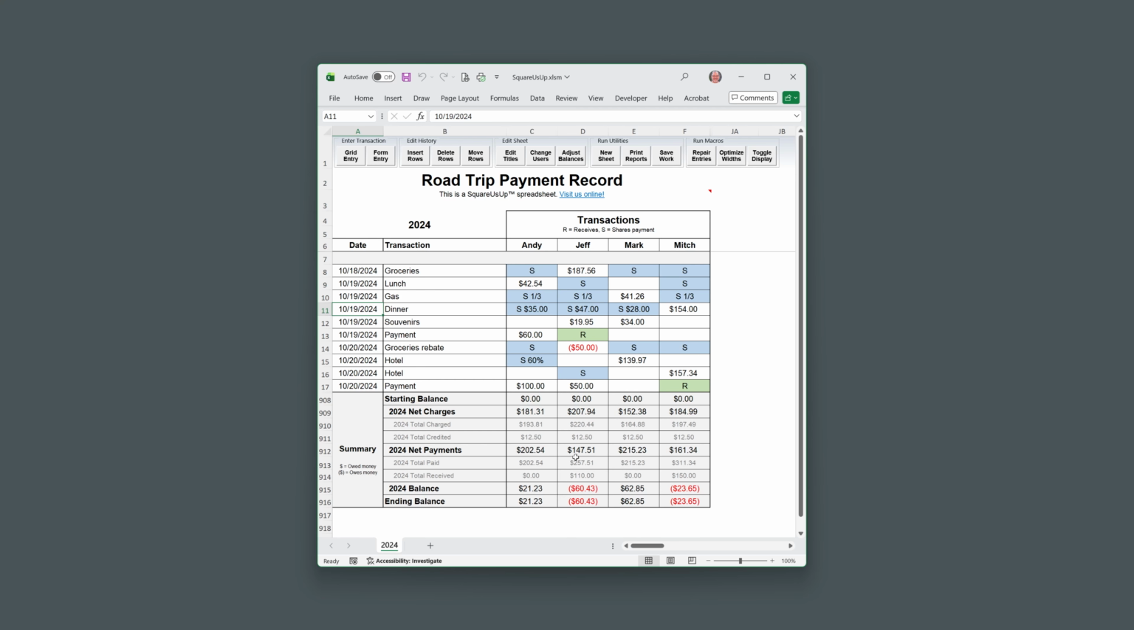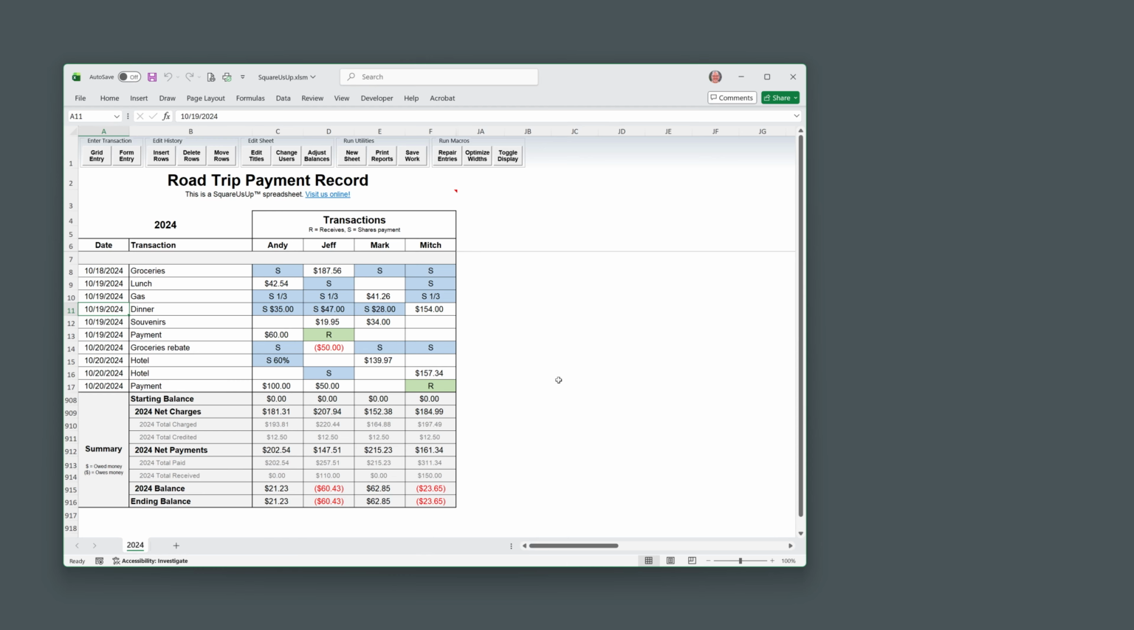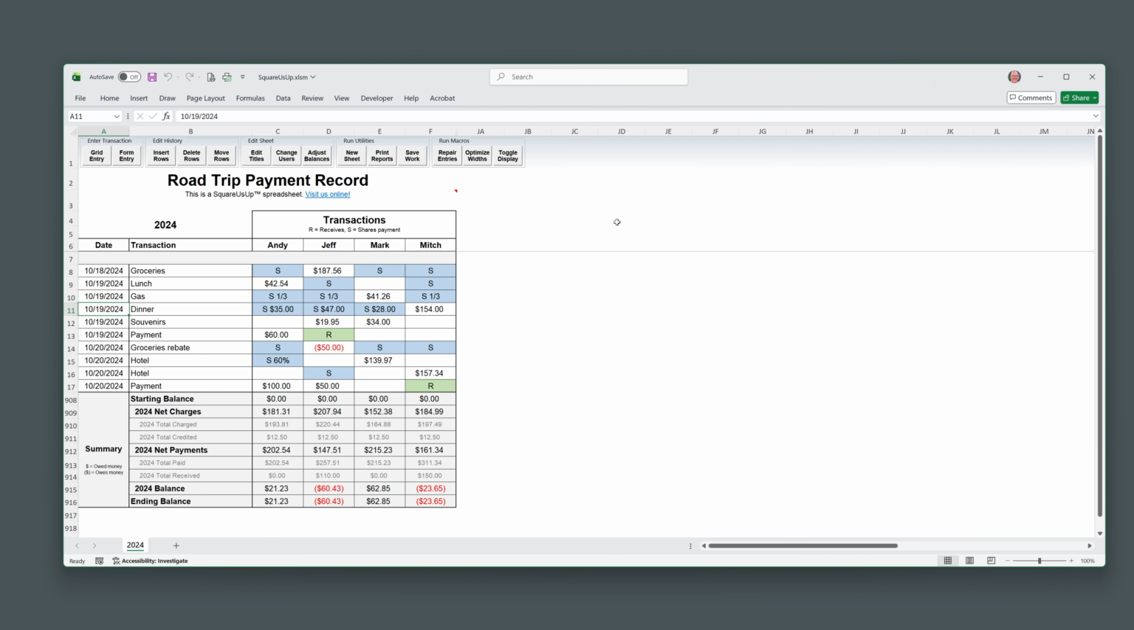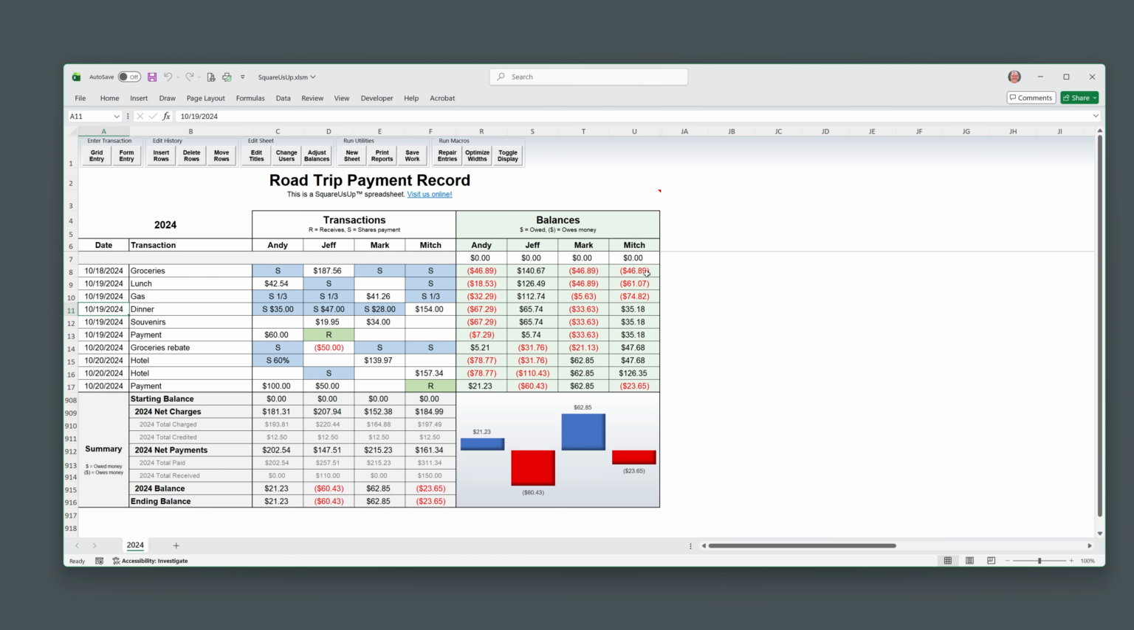While SquareUsUp gives you plenty of information about all of the monetary transactions in the group, you can get a lot more. And to demonstrate this, I'm going to expand the area of our spreadsheet. We're going to use the toggle display button. When we do this, we can see that now, beside the transaction section, we have the balances section. This shows everybody's running balances after each transaction was made and gives you a nice little bar chart to depict who owes money and who's owed money.